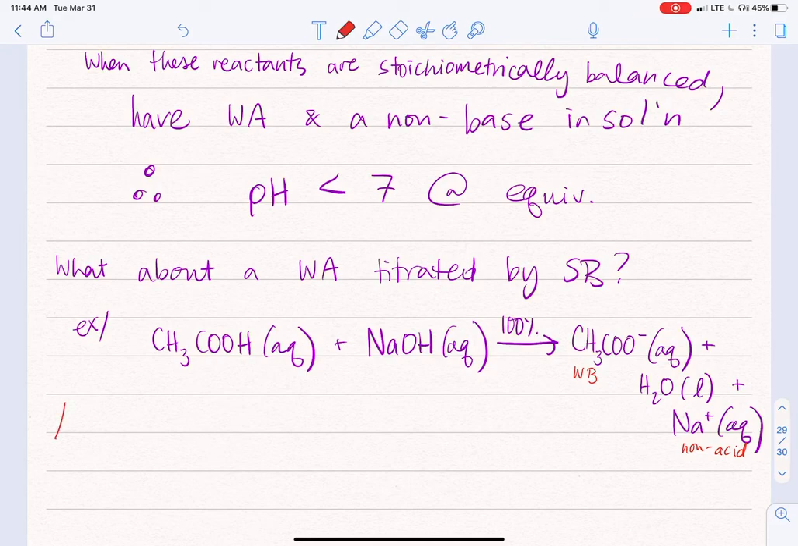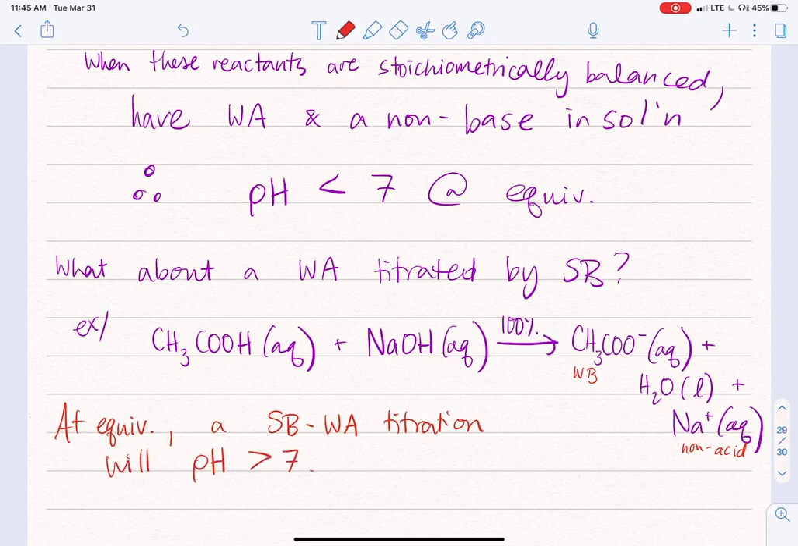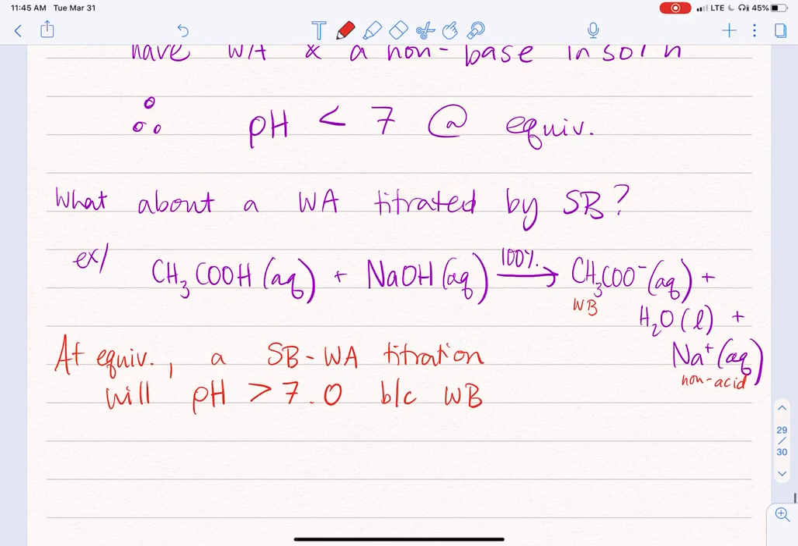So that means that at equivalence, a strong base, weak acid titration will give a pH of greater than 7 because the weak base controls the acid-base chemistry in the solution. So I hope that makes sense to everybody.